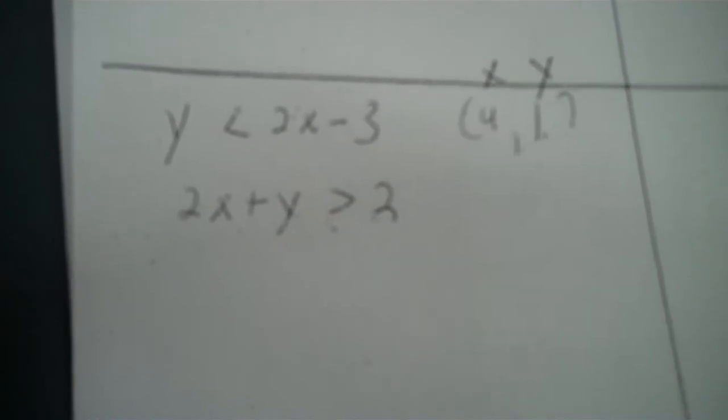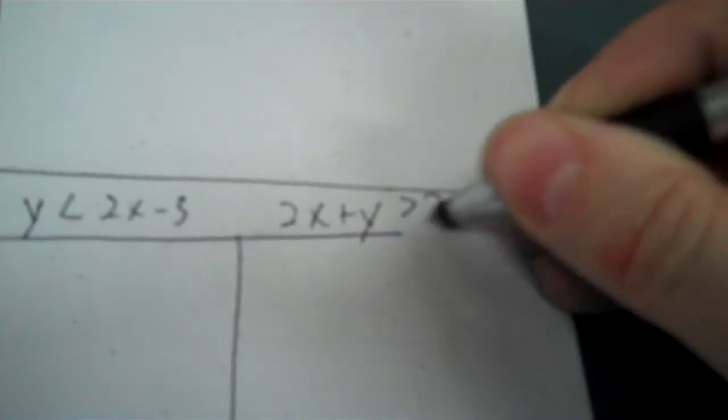Now, you don't have to get the y by itself. You don't have to graph it. You don't have to figure out the slope. That's when I'd have to get the y by itself. But I don't have to graph. I just got to put this in and determine whether this works for both of these at the same time. So I'm going to kind of make a chart. I'm just going to copy those two inequalities down. y less than 2x minus 3 with 2x plus y greater than 2.